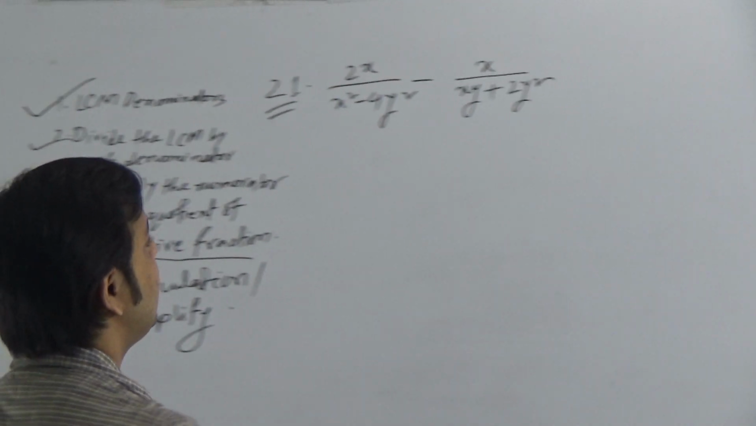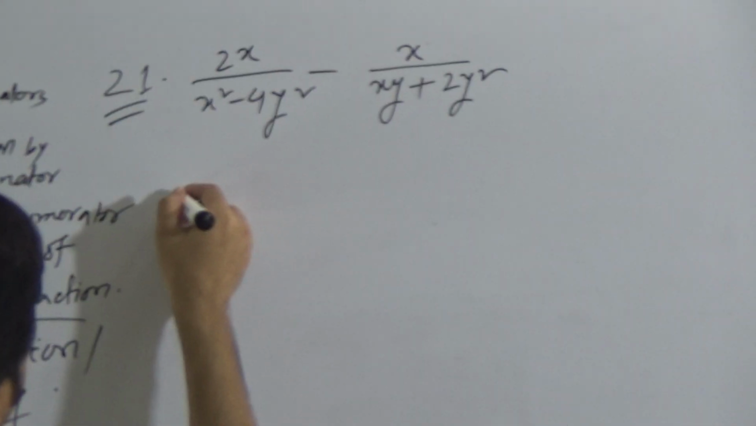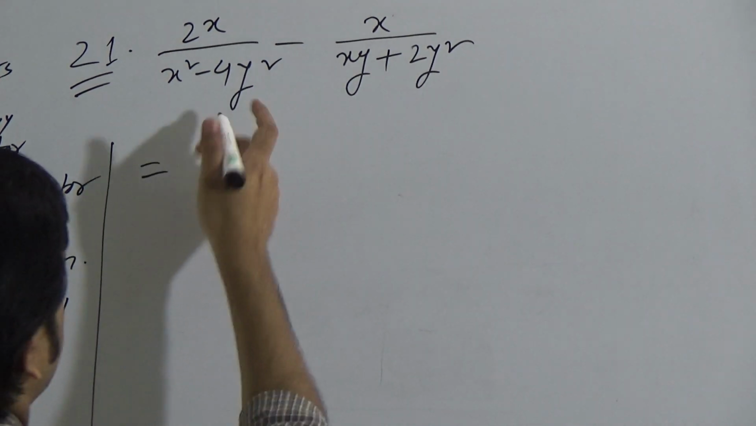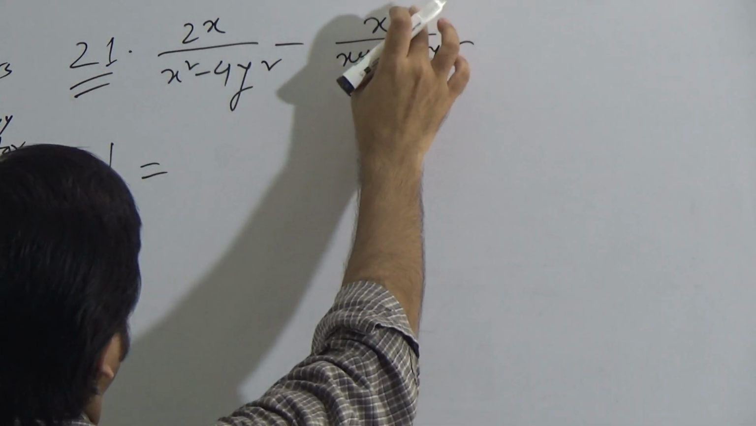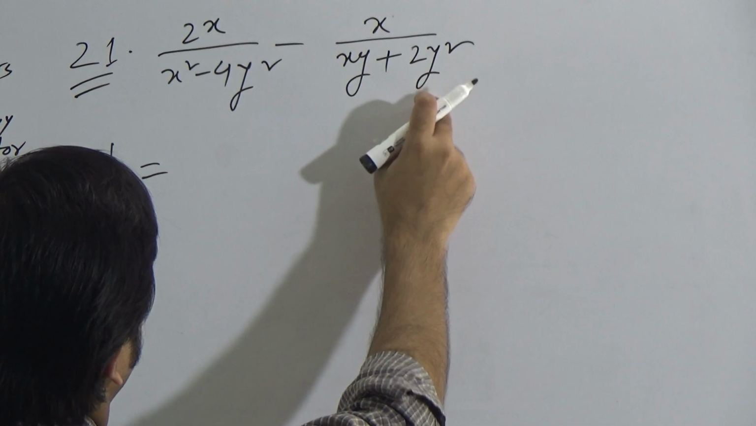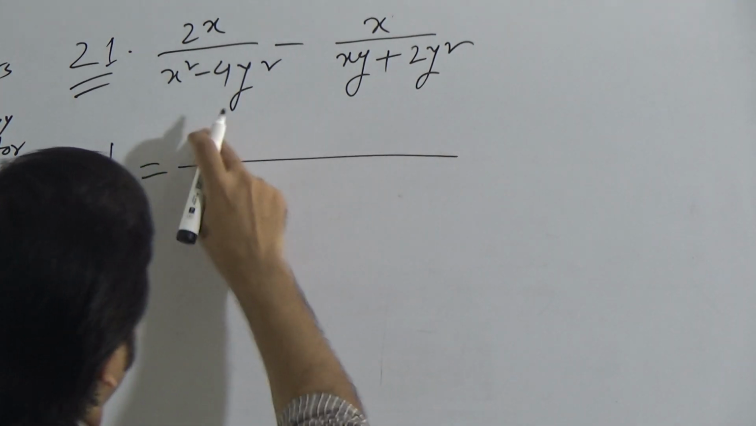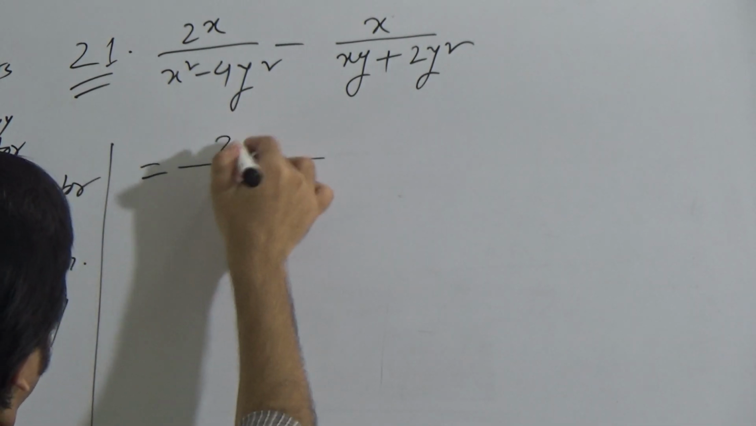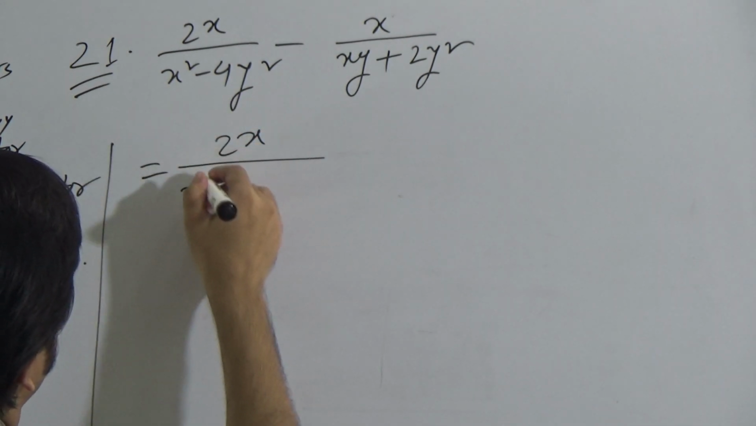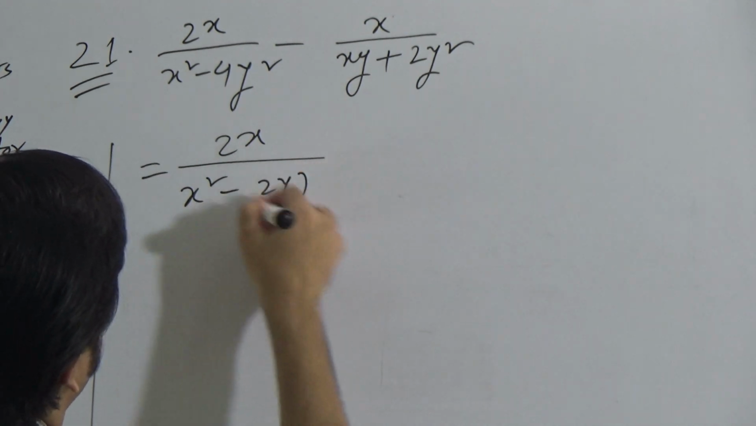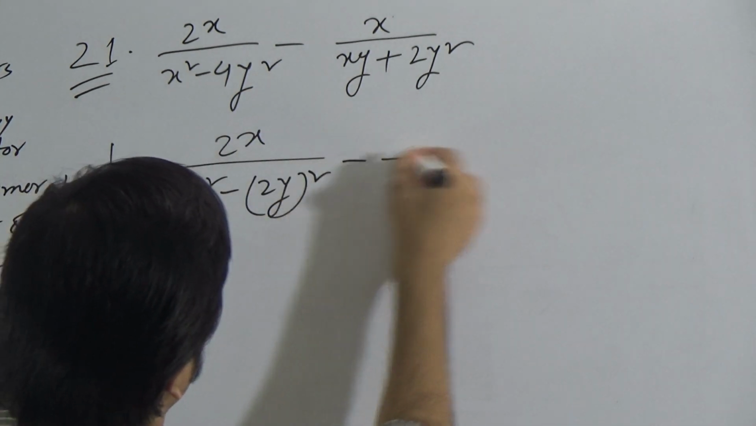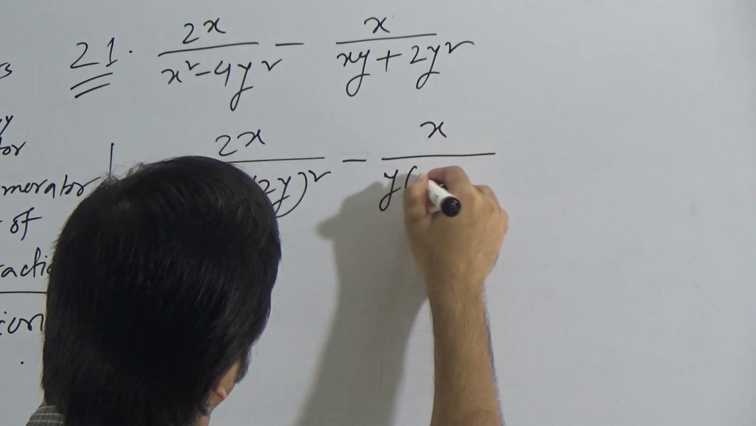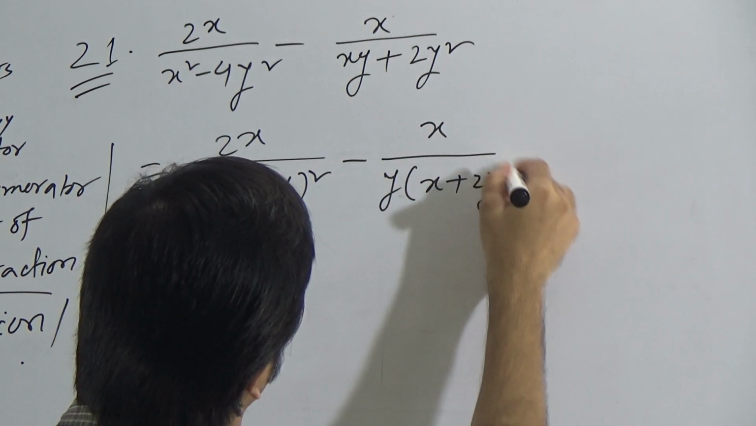Go to the next question. What is the next question? The next question is 2x divided by x square minus 4y square, and the second fraction is x by xy plus 2y square. To do the LCM of the denominators, we have to factorize the denominators at first. The numerator will remain the same, and x square minus 4y square we can write as x square minus 2y whole square. Then we can take y as common in the other denominator, y into x plus 2y.